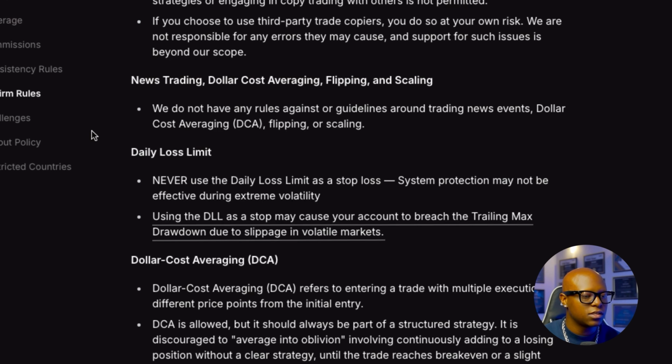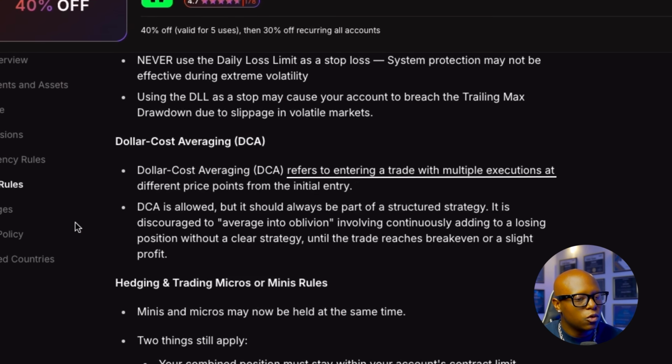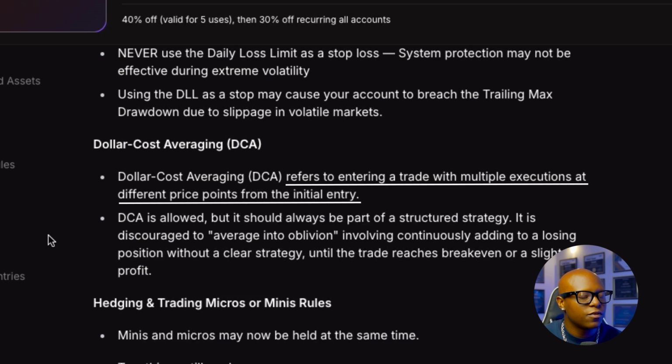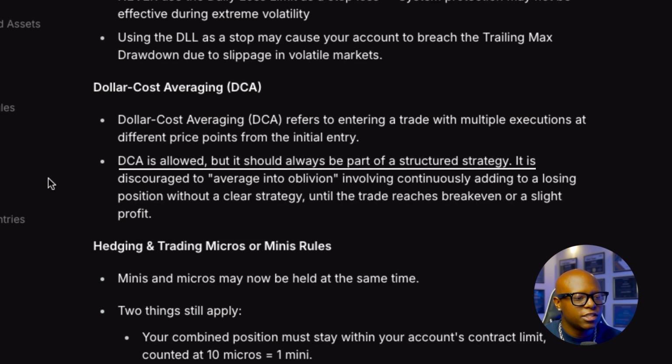If you're not sure what dollar cost averaging is, this refers to entering a trade with multiple executions at different price points from the initial entry. It is allowed but should always be a part of a structured strategy. It is discouraged to average into oblivion, involving continuously adding to a losing position without a clear strategy.